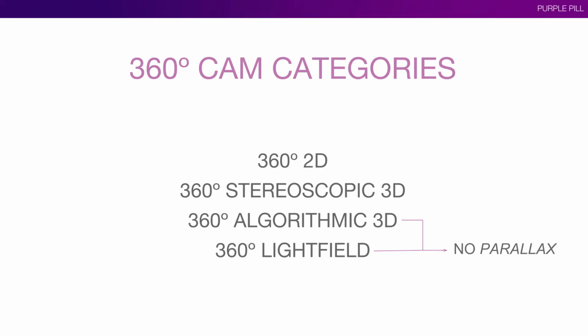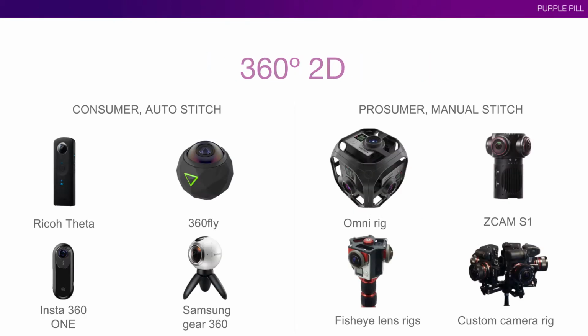The first question you should ask yourself is, what quality am I after? Let's quickly go through each of the 4 categories of 360 camera rigs to see what your options are. 360 2D. If your plan is to simply film 360 videos, you have a broad selection of cams to choose from. I'll keep it brief.